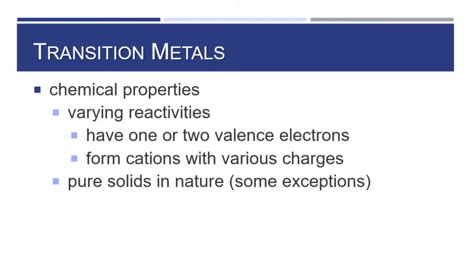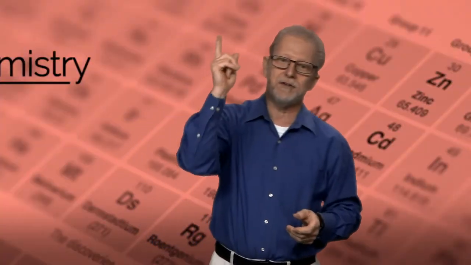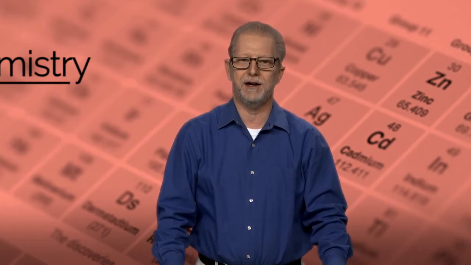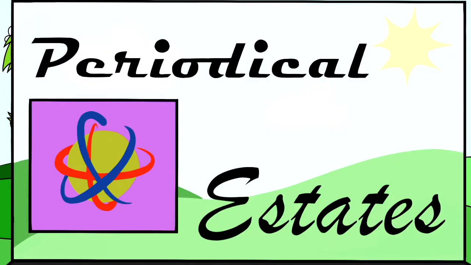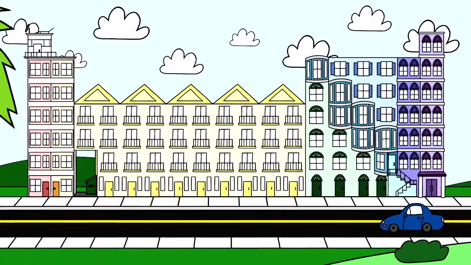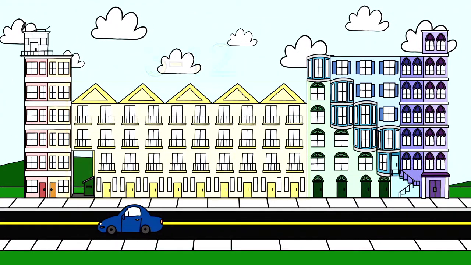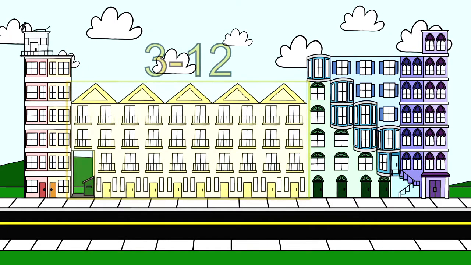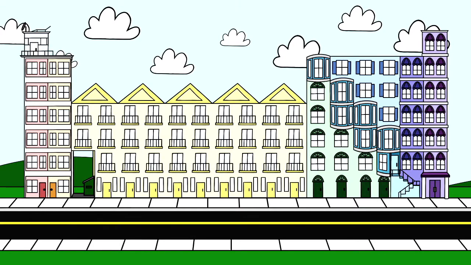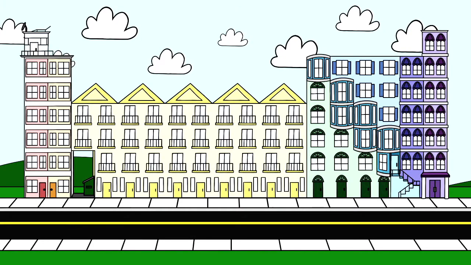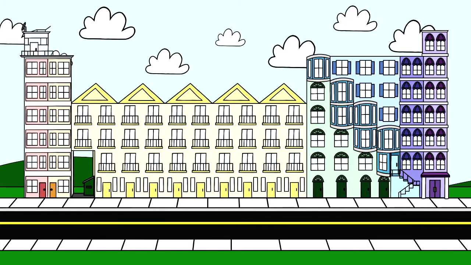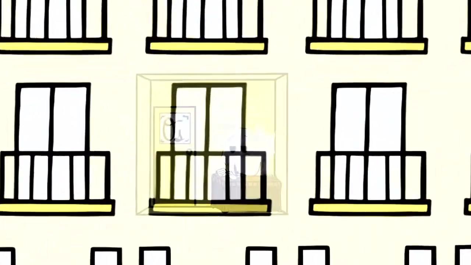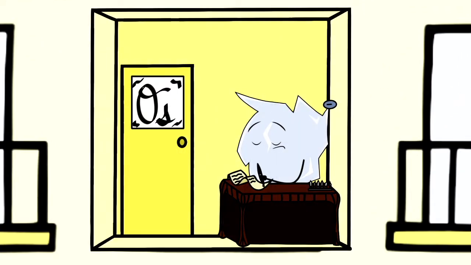Fizzle. All right, it's time for us to finish up by meeting the transition elements in their periodical estates. A large family lives in the D block of periodical estates. In townhomes 3 through 12, you'll find the transition metals. They're quite a diverse bunch. One of the things they have in common, though, is that they're constantly losing their electrons. When they can keep a hold of them, most of the atoms have 2 or 3 valence electrons.